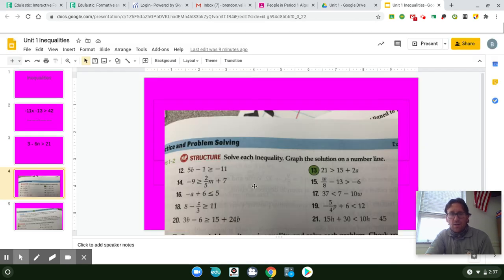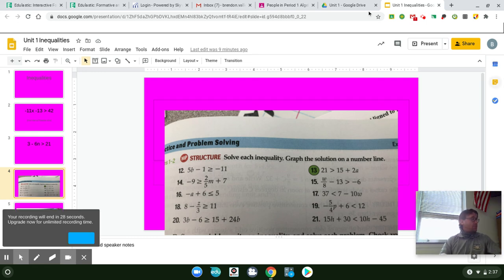Here we go. Here are our classwork problems. Let's do the problems on the left, please, 12 through 20. If you can, try to graph them. If you can, try to do interval notation or just solve. So here you go. Pause it and do the problems on the left. Let me know if you have any questions.